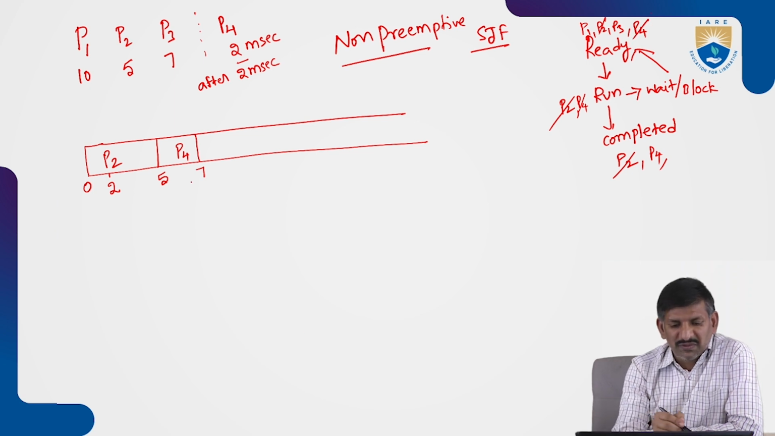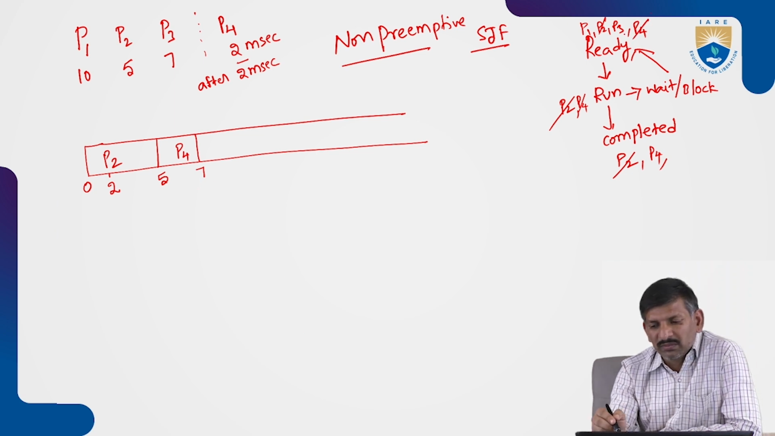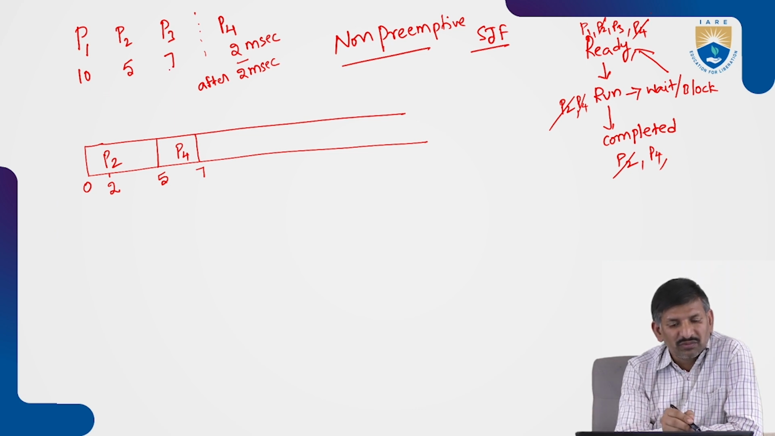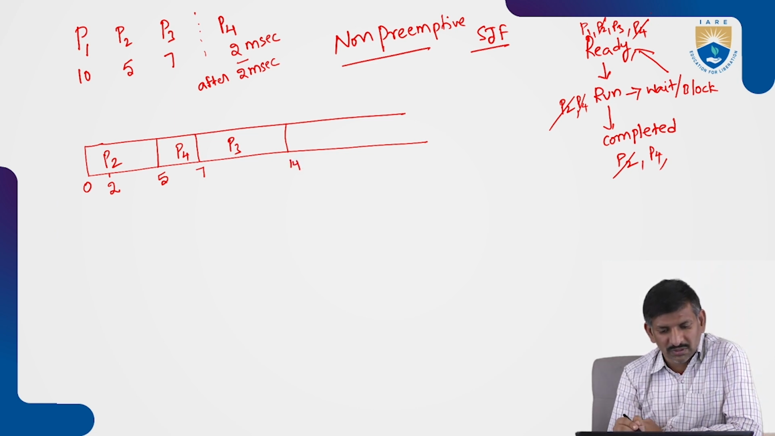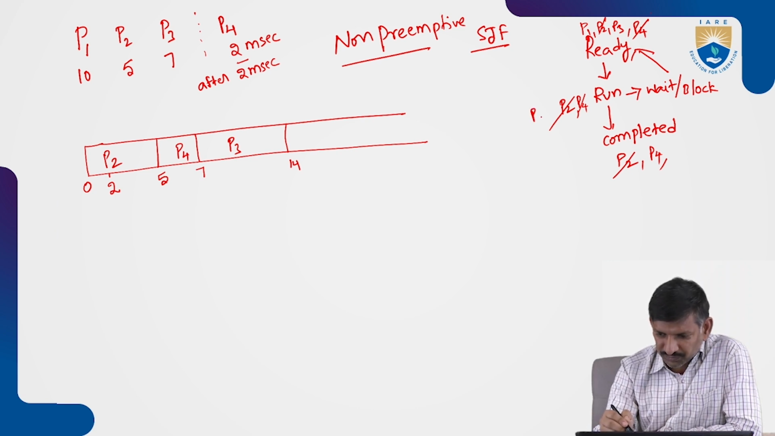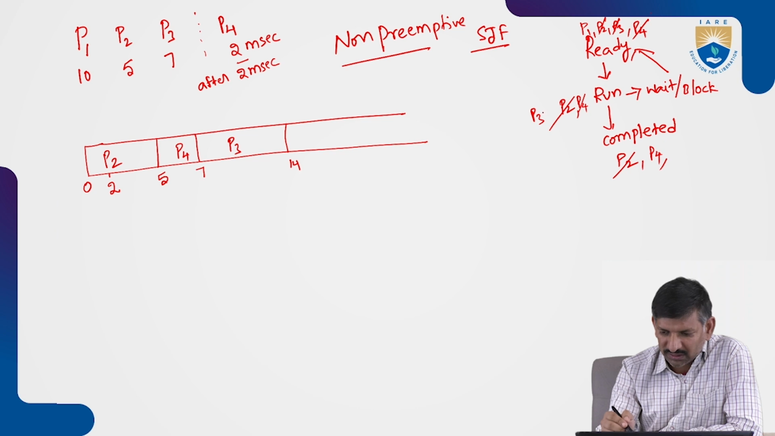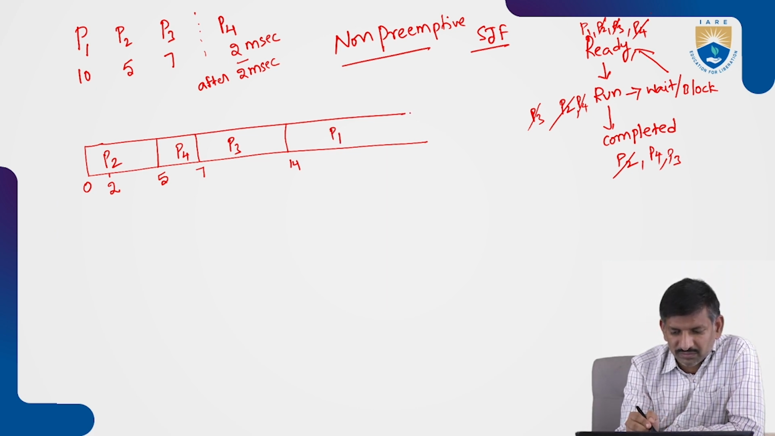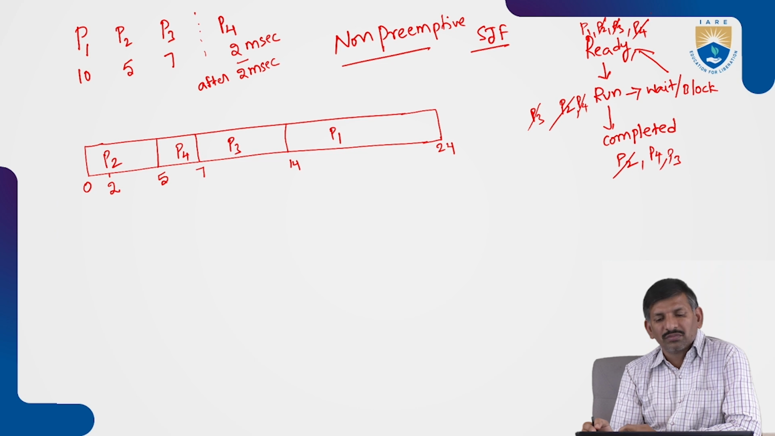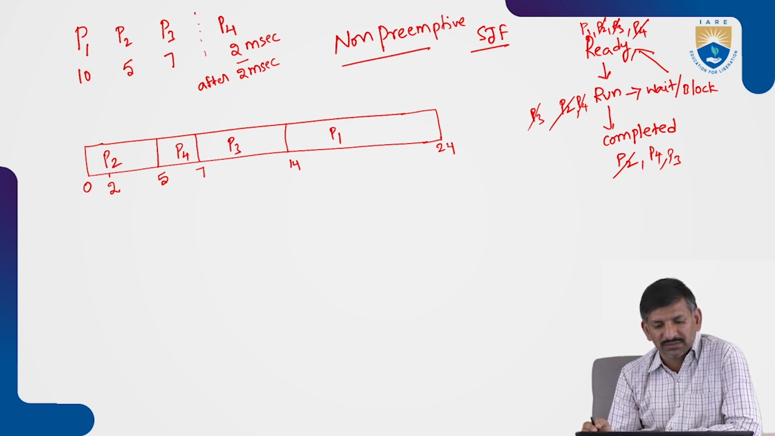Again, at the time of the 7th millisecond, what are the processes available? P1, P3. Among P1 and P3, which process has less execution time? P3. Its execution time is 7 milliseconds, so 14 milliseconds. So P3 enters into the running state and it is completed. Next it comes to the completed state. Next, the remaining process P1 is scheduled for execution. P1 execution completes at 24 milliseconds.